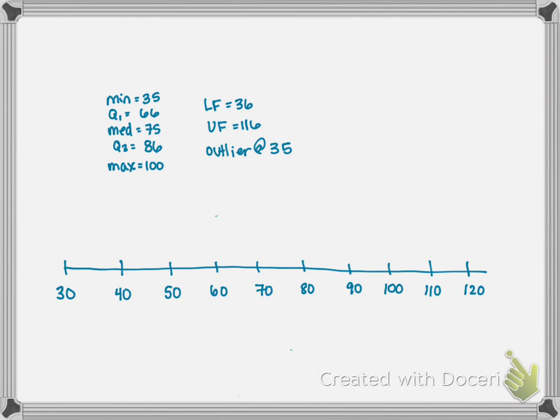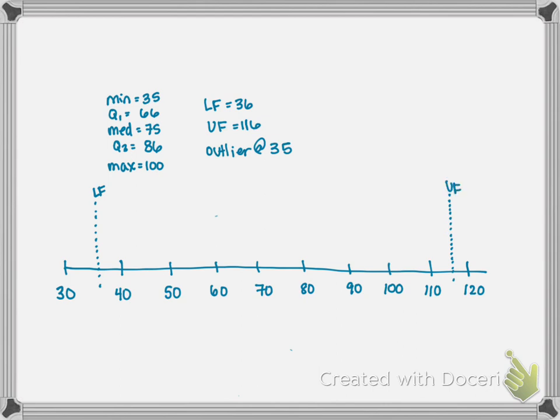The first thing I want to do is draw in the fences. So we know that we have a lower fence at 36. So at 36, I'm going to draw in a dotted line. Around 36, I'm going to represent the lower fence. And then all the way up at 116, I'm going to draw in the upper fence.